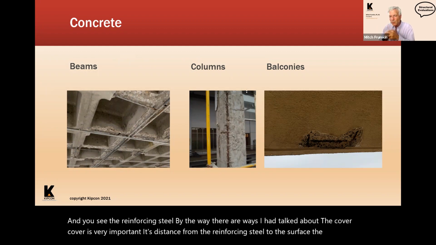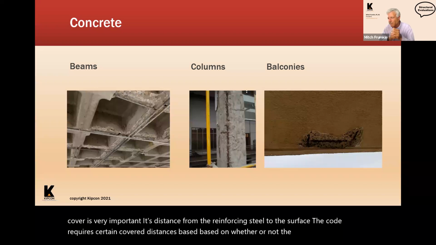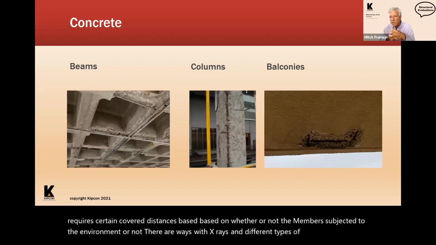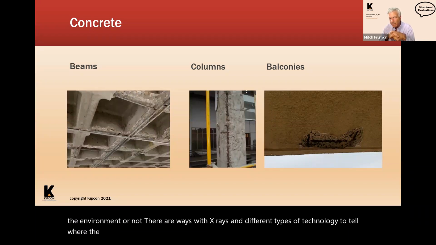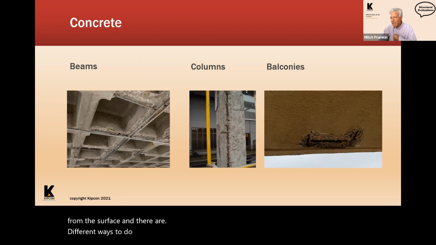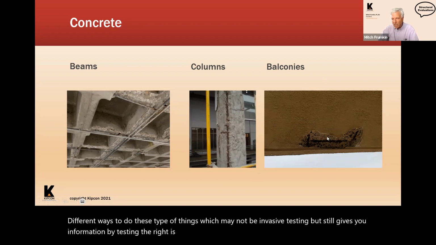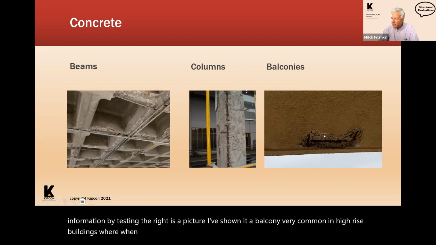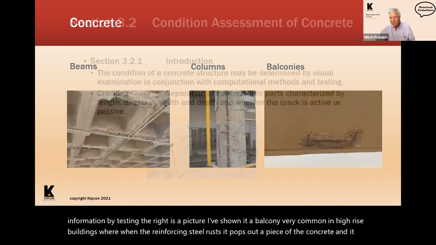There are ways with X-rays and different types of technology to tell where the steel is within the column and the beams, so you can see if it's far enough away from the surface. And there are different ways to do these types of things, which may not be invasive testing, but still give you information by testing. The right is a picture I've shown of a balcony, very common in high-rise buildings, where when the reinforcing steel rusts, it pops out a piece of the concrete and it can fall 30 floors and hit somebody in the head.